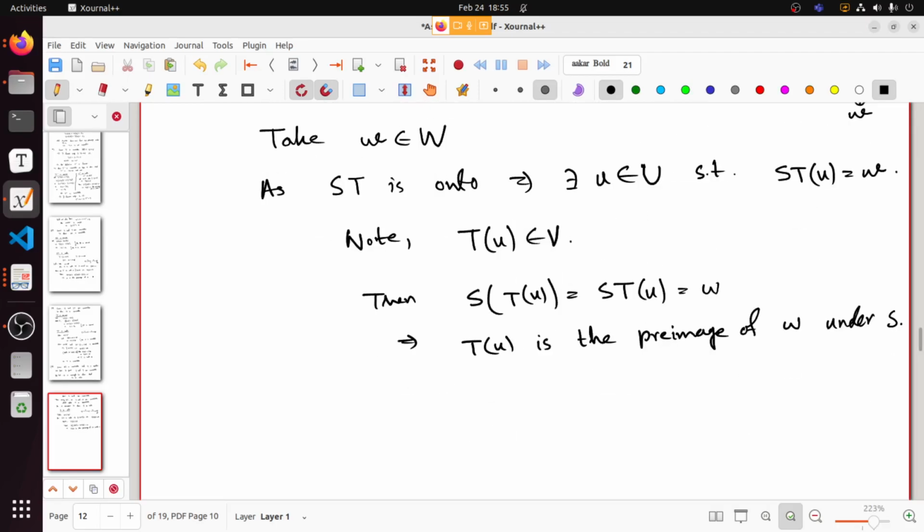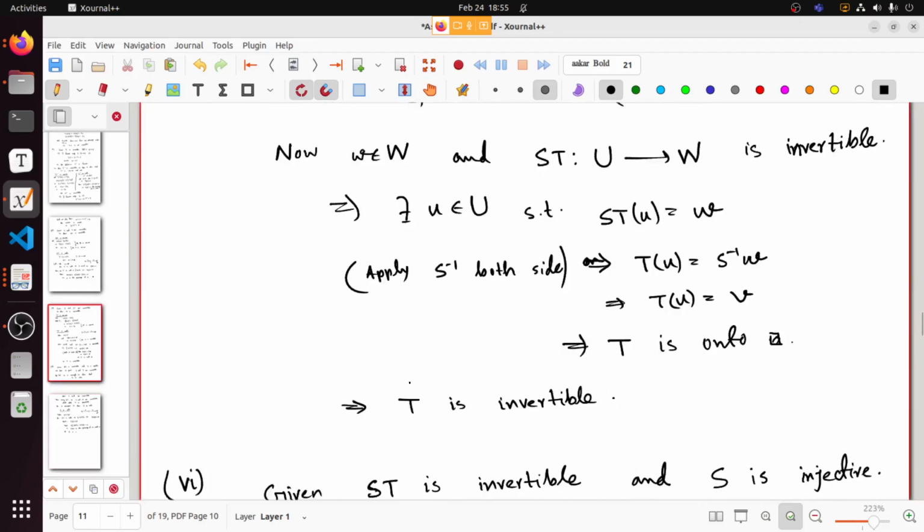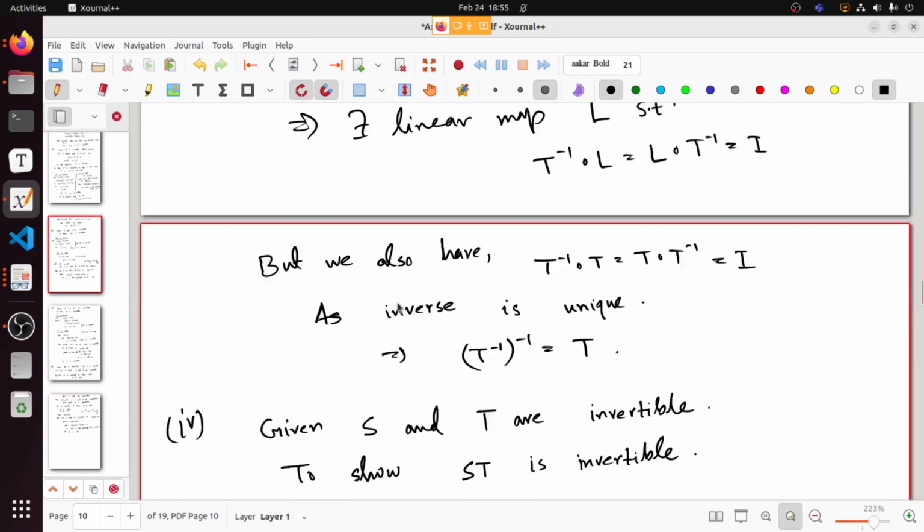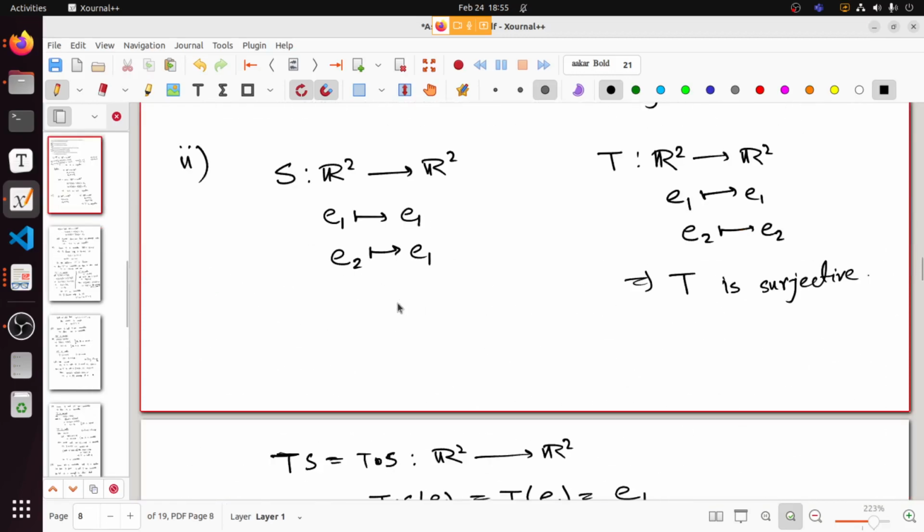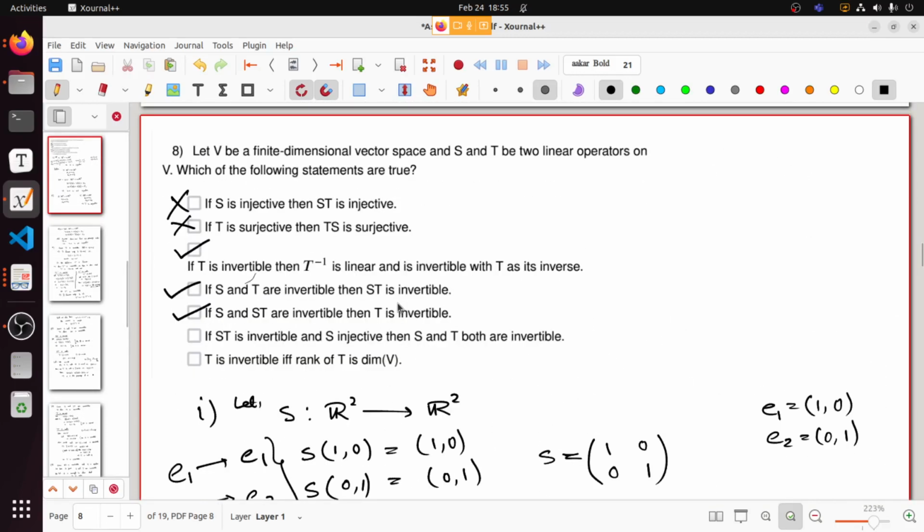So we are done. S is onto. So option number 6 is also true. Option number 6 is correct. Now I have to check the last option.